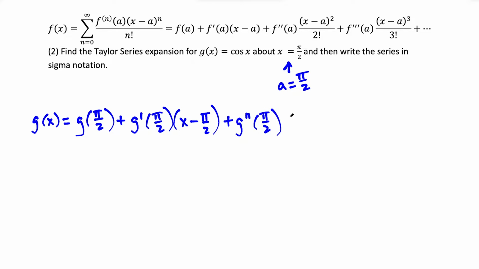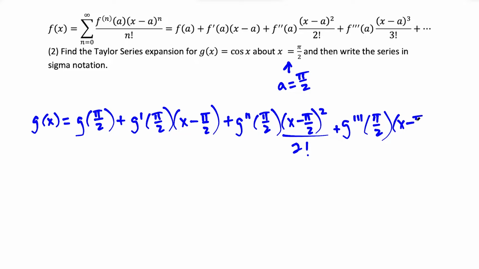And we're multiplying this by x minus pi over 2 squared, and we're dividing this part by 2 factorial. And then next, we'll have g triple prime at pi over 2. And then this will multiply by x minus pi over 2 to the third, and we're dividing this by 3 factorial. So then this will continue on and on, so we'll just write plus dot dot dot.